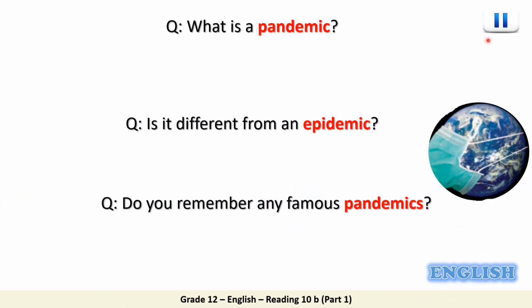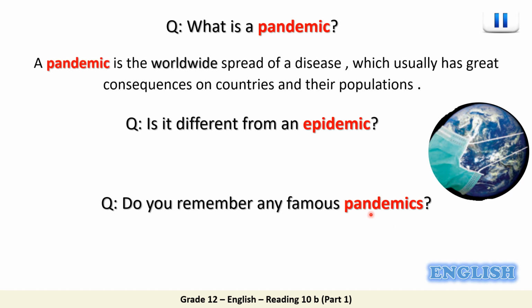Dear students, pause and take your time to think of a pandemic. What is a pandemic? And is it different from an epidemic? And try to remember some of the famous pandemics that spread all over the world recently. Done? Finished? Okay. A pandemic is the worldwide spread of a disease which usually has great consequences on countries and their populations.